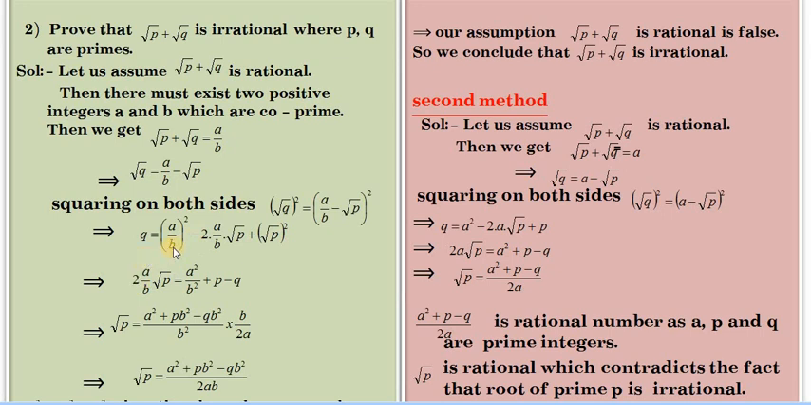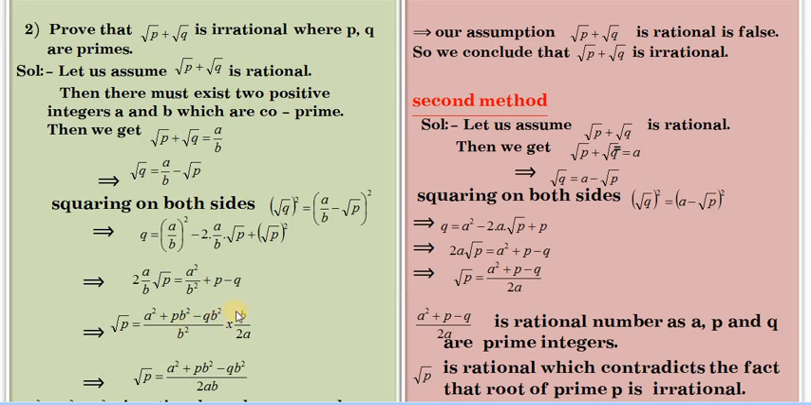Now from this you get 2 into a by b into root p is equal to a square by b square plus p minus q. So after simplification, you get this form: a square plus p b square minus q b square by b square. After that you transform 2a by b to the right side, then b by 2a we get here. That means finally we are getting root p is equal to a square plus p b square minus q b square by b square into b by 2a.